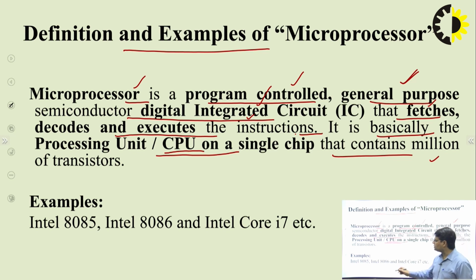Now the examples of microprocessor are Intel 8085, Intel 8086. These are the basic processors. Nowadays we have the latest processors from Intel in the i series, for example Intel Core i7 processor.